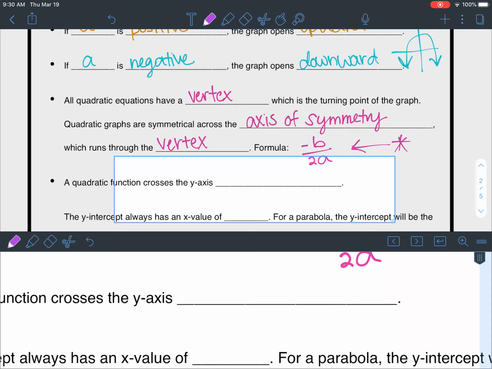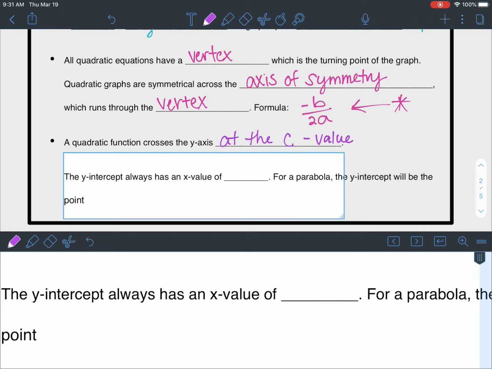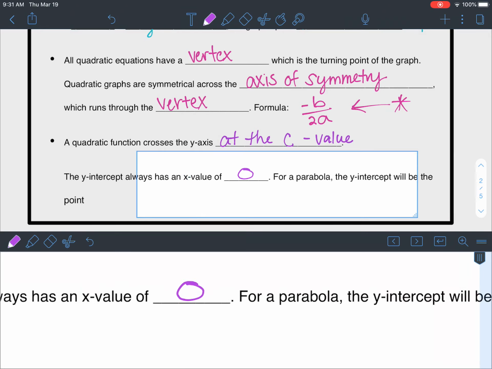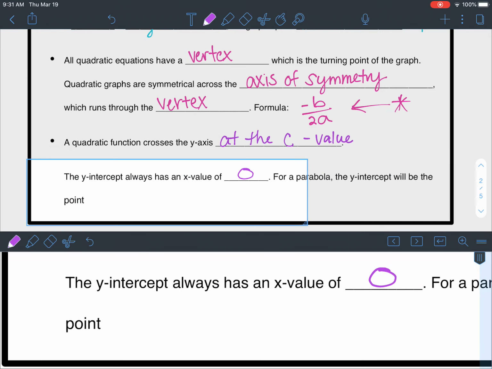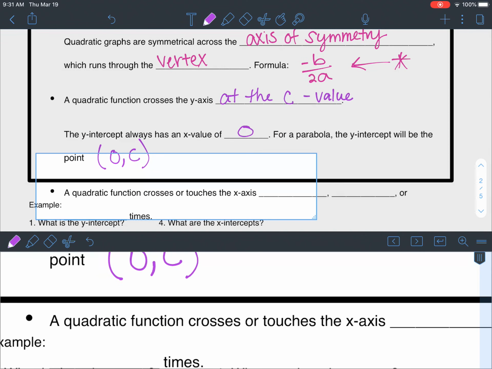All right, so a quadratic function crosses the y-axis at the c value. So we talked about that up above. I told you that that y-intercept matched that c value. The y-intercept always has an x value of 0. So for a parabola, the y-intercept will be the point 0 and then whatever my c value is.